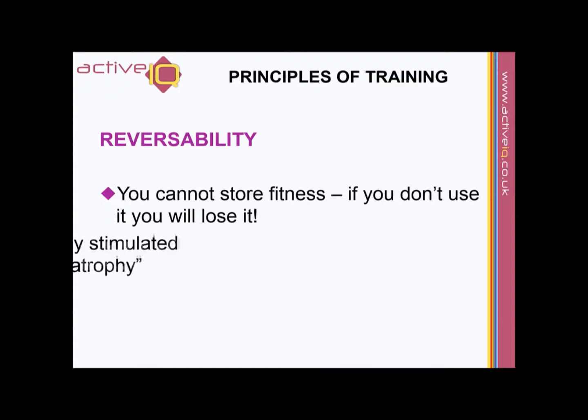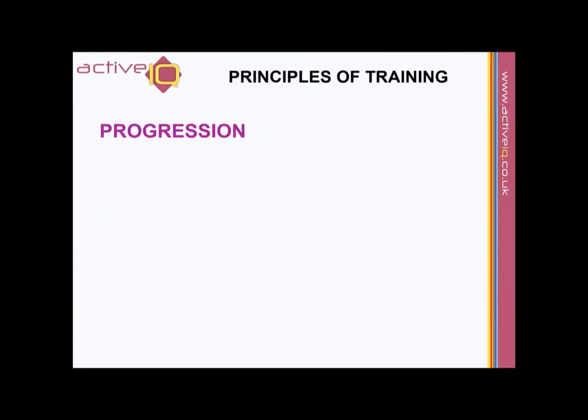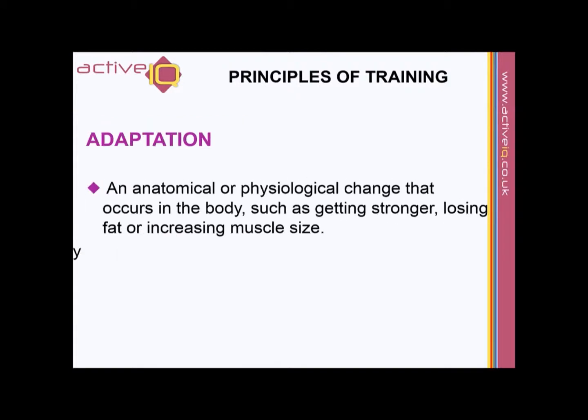Reversibility: you may have heard of use it or lose it. You cannot store fitness. Once you've done it, it's there, but only there as long as you maintain it. Muscles which aren't regularly used will suffer muscle wastage, or the opposite of hypertrophy, which is atrophy. Looking at progression now: as your body adapts to workloads, you can complete them without feeling challenged. So the next step is to increase the workload again, so that what becomes maintenance training now becomes a progression.